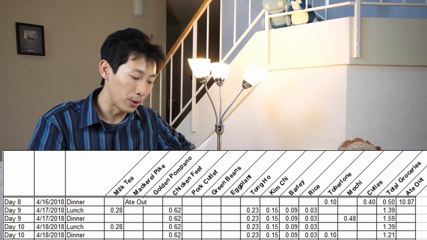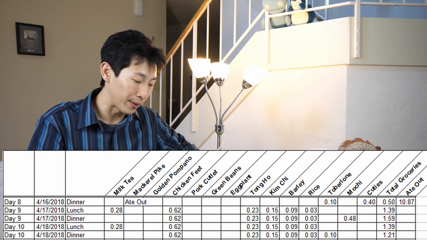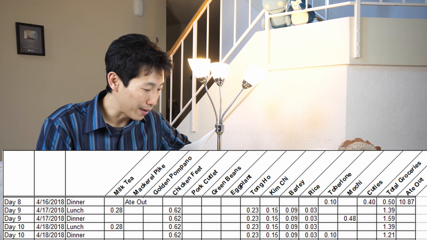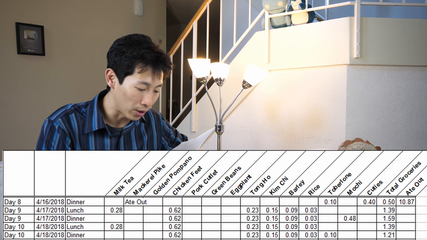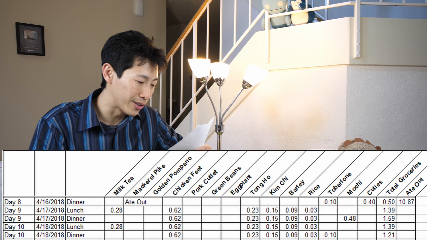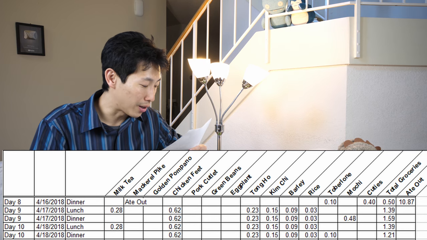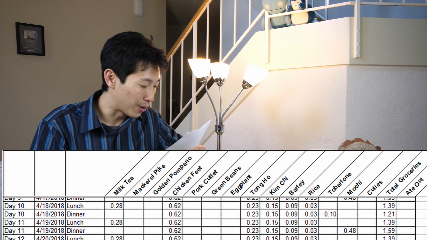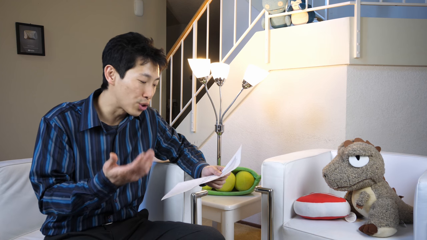The Tobleroni Mochi Cuties, I have it sparingly every now and then whenever I feel like it. And over here, you can see, when I was having the chicken feet, it's like $1.39 for lunch, $1.59 for dinner. It's like roughly $3 again. $3 for day 9, $3 for day 10, $3 for day 11, $3 for day 12. And then after that, I started making the pork cutlet because I wanted to make the video for you guys to show you how to make it.